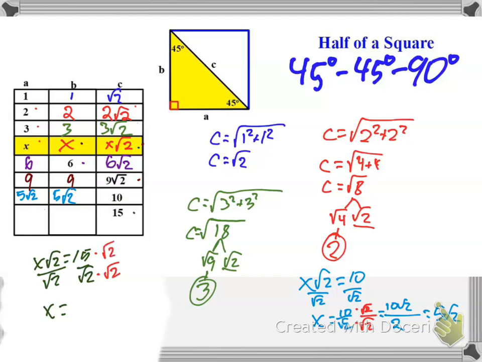All right. So 15 times the square root of 2 is just 15 square roots of 2 over square root of 2 times square root of 2, which is just 2. Again, we have a fraction. Does this simplify? No, 15 doesn't divide by 2. So our answer is 15 square roots of 2 over 2 and 15 square roots of 2 over 2. All right? So there it is. That is 45-45-90 right triangles. Now we're going to talk about the other one.